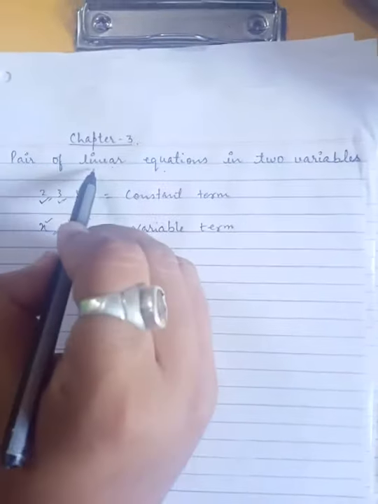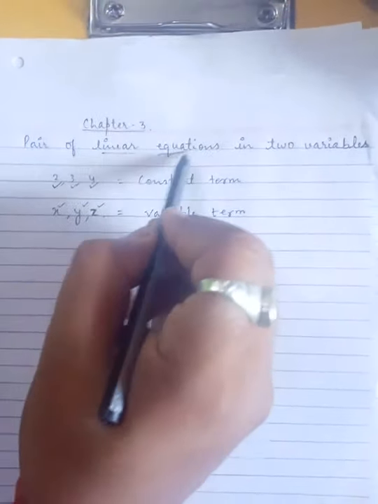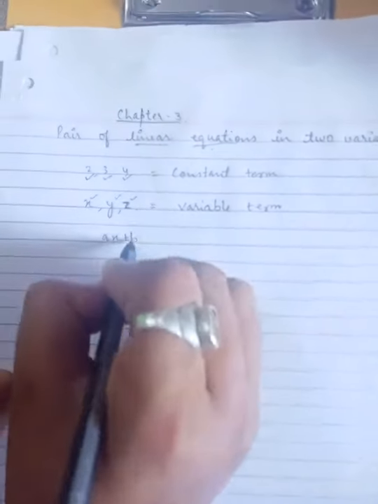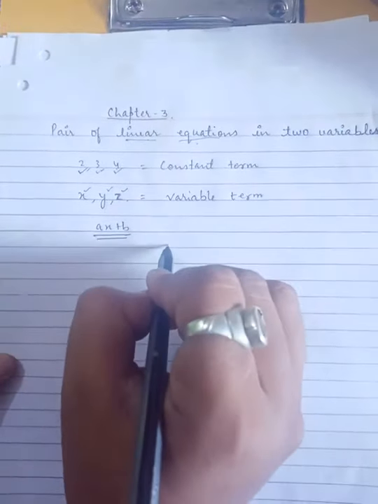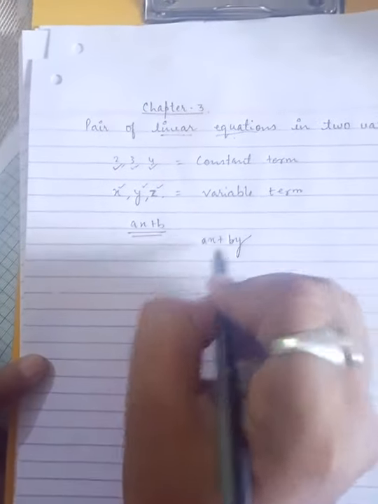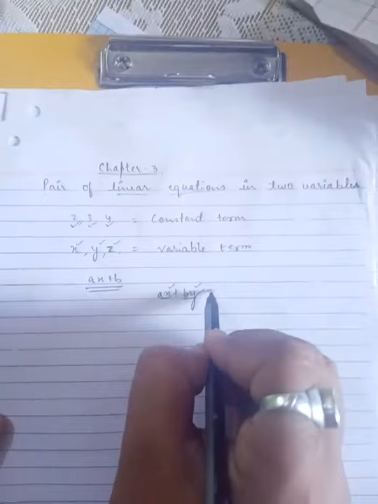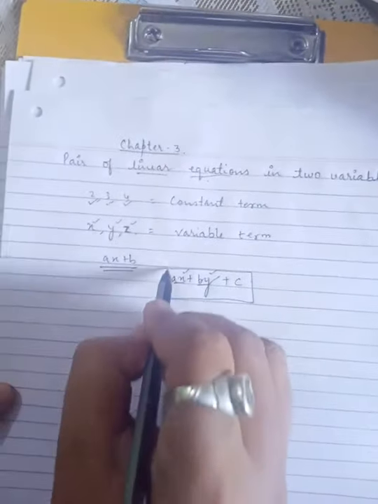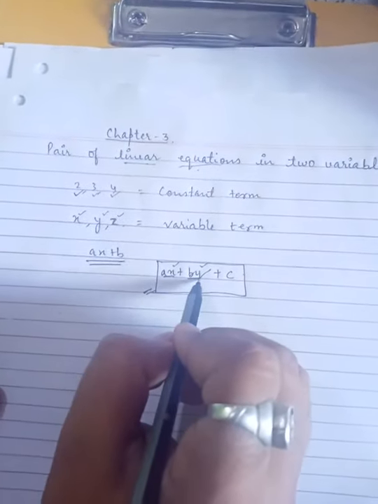Since we have studied linear equations in the previous chapter, here the linear equation is with two variables, so we write it as ax plus by plus a constant term c. Here x and y are the two variables. This is a standard linear equation in two variables x and y.